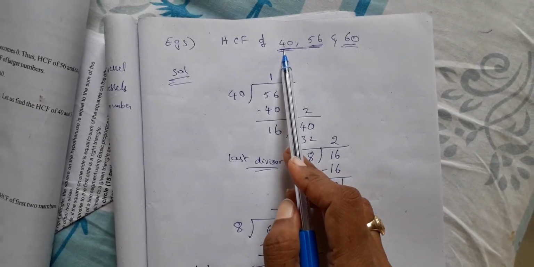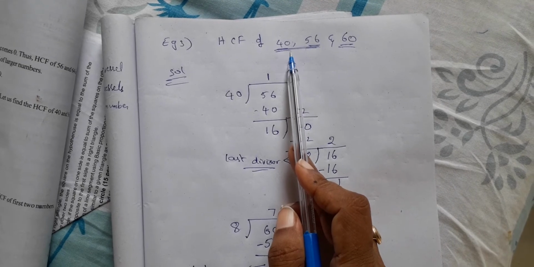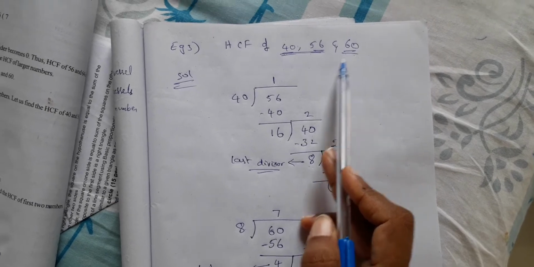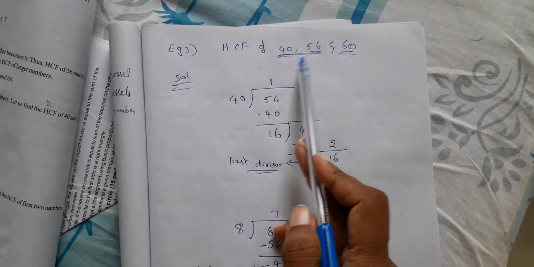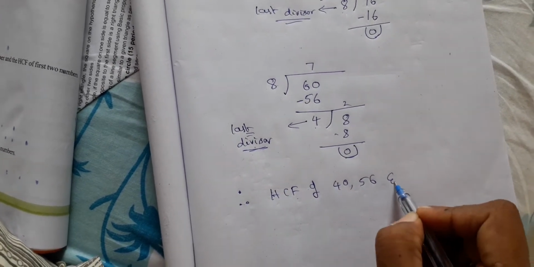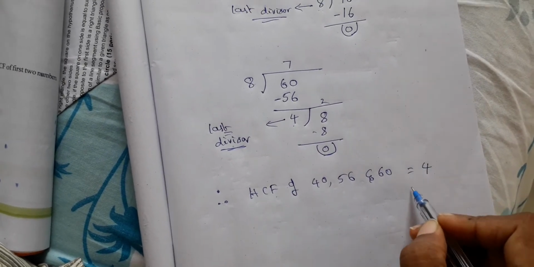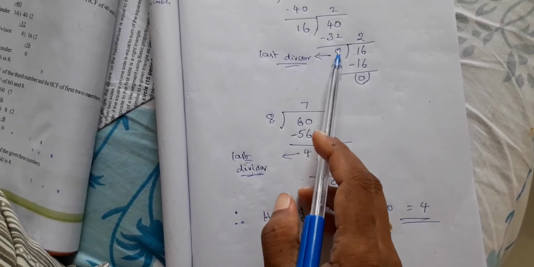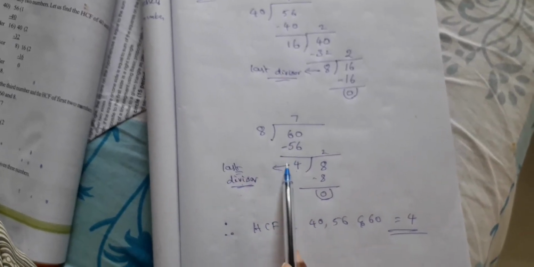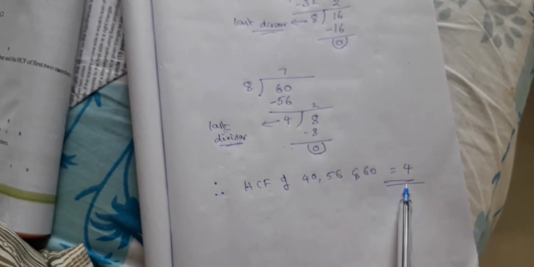See here, 4 tens are 40, then 4 fourteens are 56, then 4 fifteens are 60. So 4 is the one which commonly divides all three. Therefore we conclude the HCF of 40, 56 and 60 is equal to 4. Which 4? The last divisor of the second part, not of the first part. The first part is the HCF of only these two numbers. When the third number is also taken into account, then the last divisor of the last part will be the HCF.